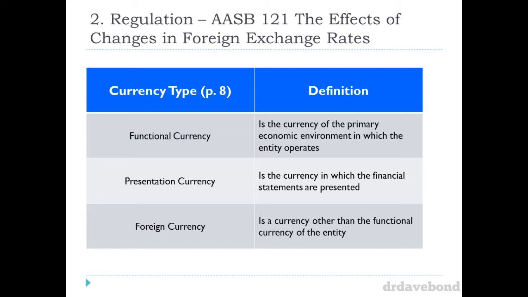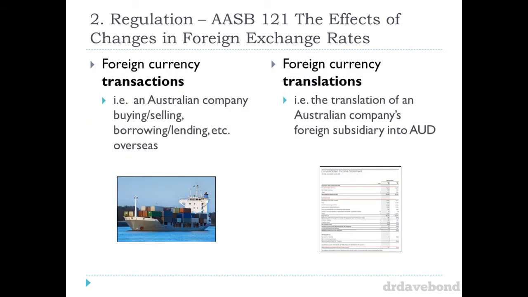So now that we've got those ideas set up, the two things that we're going to be looking at today. I'll preface this up front. Foreign currency translations is much easier to deal with than foreign currency transactions. When we get to it, you'll see why. So foreign currency transactions are if you're buying and selling something in a foreign currency. So if you're Aussie-based and you're buying supplies from overseas, if you're borrowing money from overseas, lending to overseas, those are all going to be foreign currency transactions.